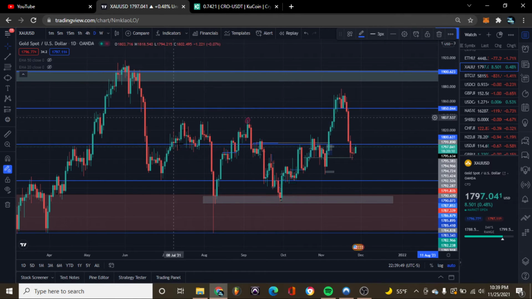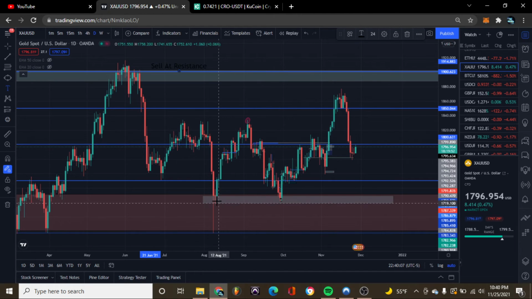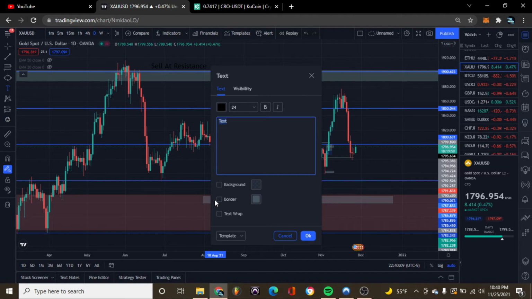You want to minimize your trading in between price. You feel me? You want to, hold on, let me write it. You want to sell at resistance and buy at support.